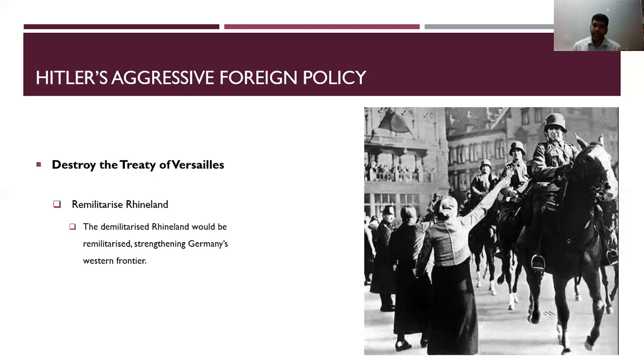So all this was happening in 1936. Always remember that this picture took place in 1936, because Rhineland was remilitarized only in 1936. So it begs the question, what happened between 1933 and 1935? In order for you to have military strength, you need to build up your military during that time, between 1933 and 1935. So that is how Hitler destroyed the Treaty of Versailles by remilitarizing Rhineland.